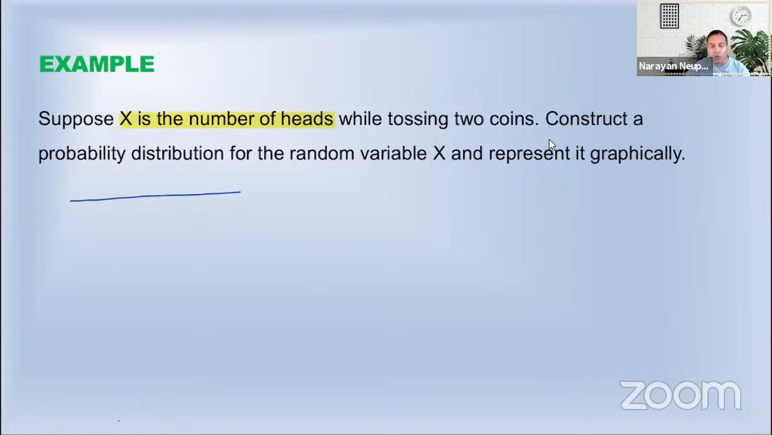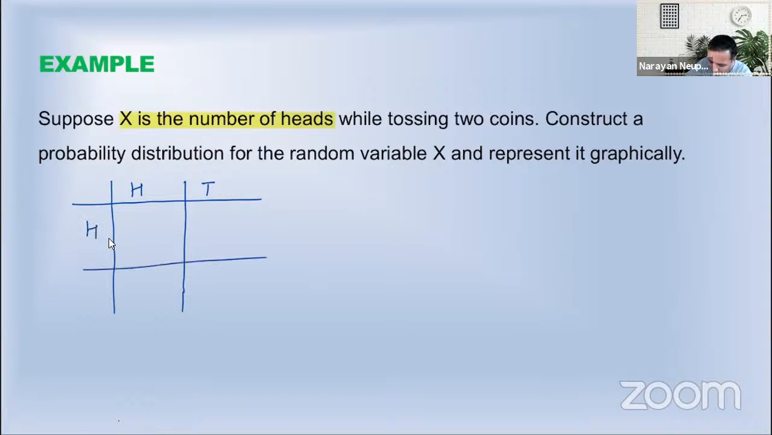So if you're tossing 2 coins, from the first toss, or the first coin, we'll get a head or we'll get a tail. Similarly, from the second, you'll also get a head or a tail. So if we want to write the sample space completely, we can fill this table.